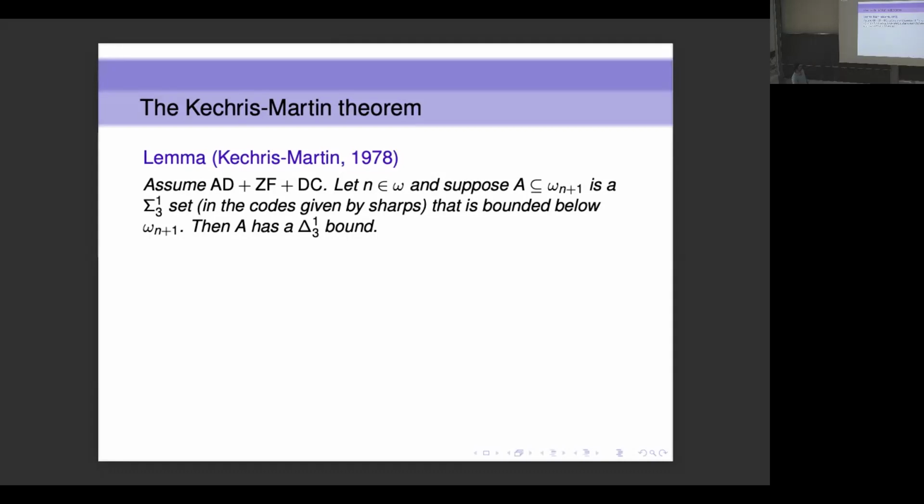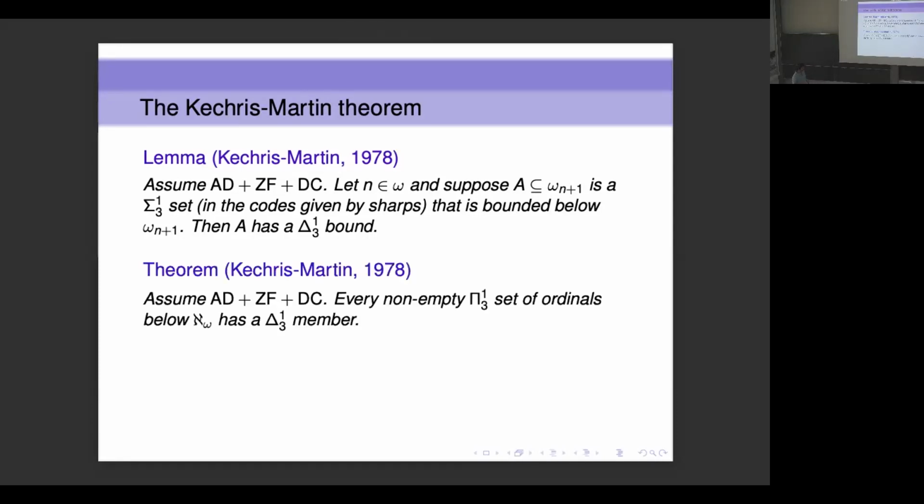If you have a subset of omega_{n+1}, which is Sigma^1_3 in the codes, the sharps, which is bounded below omega_{n+1}, then you can pick a bound in a Delta^1_3 way. So you can say in some Delta^1_3 way that the set is a subset of this ordinal. We don't take a code of omega_{n+1}; it's some ordinal below delta^1_{omega_{n+1}}. Okay, so this is what it says, and it has tons of applications.